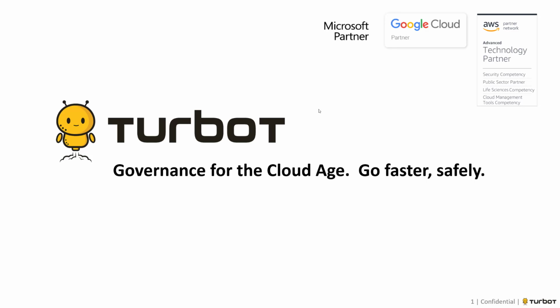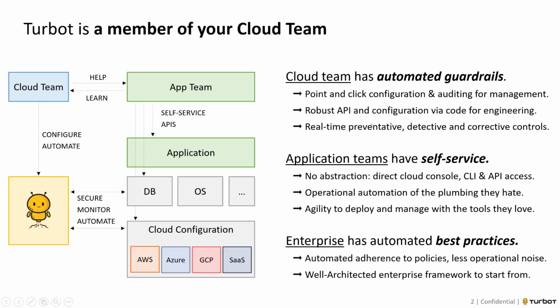Turbot's primary focus is around cloud governance and automating compliance, security, operations, and cost controls within your public cloud environment. Turbot's main value prop is providing what we call guardrails that provide controls that will prevent your users from taking action that is unwarranted. It also can detect issues and automatically repair them in real time.